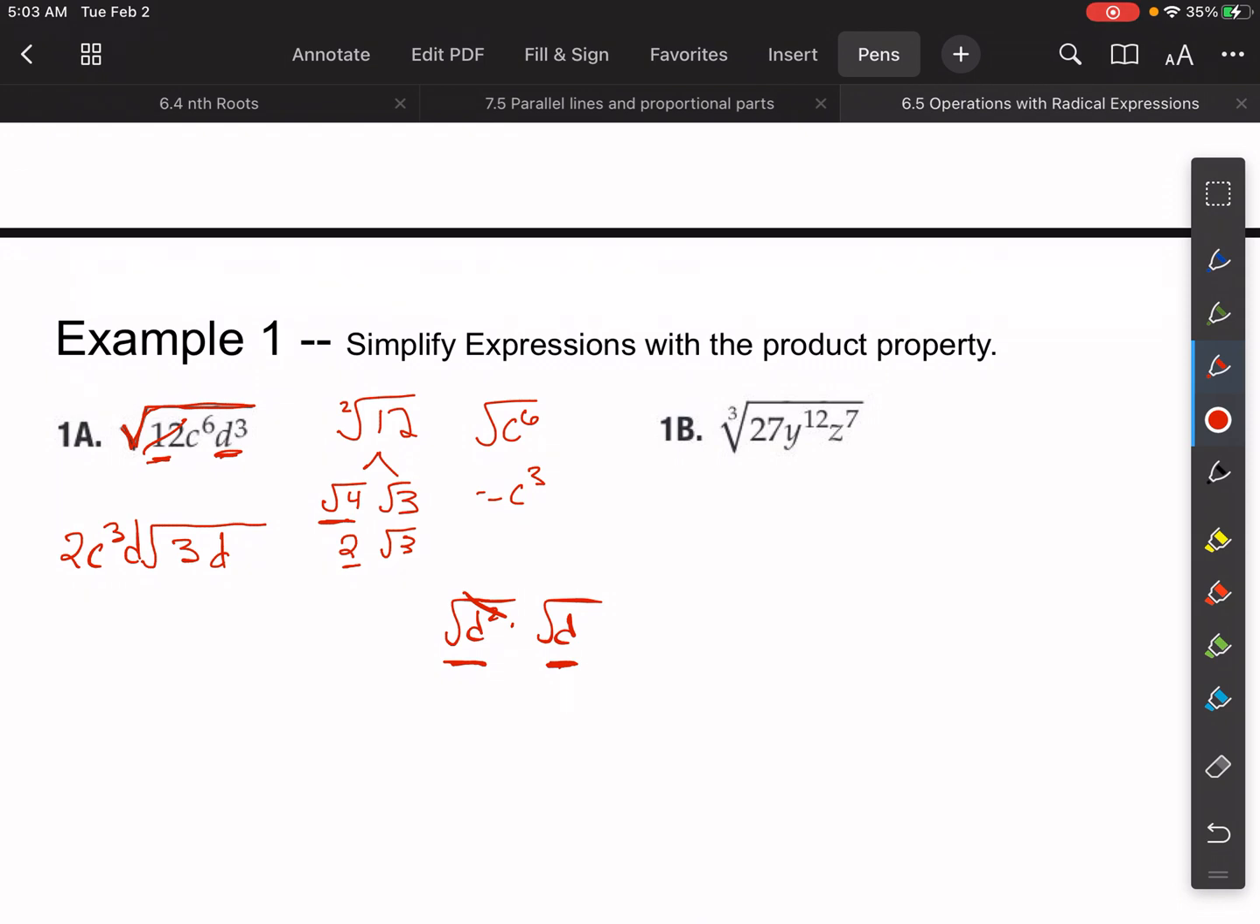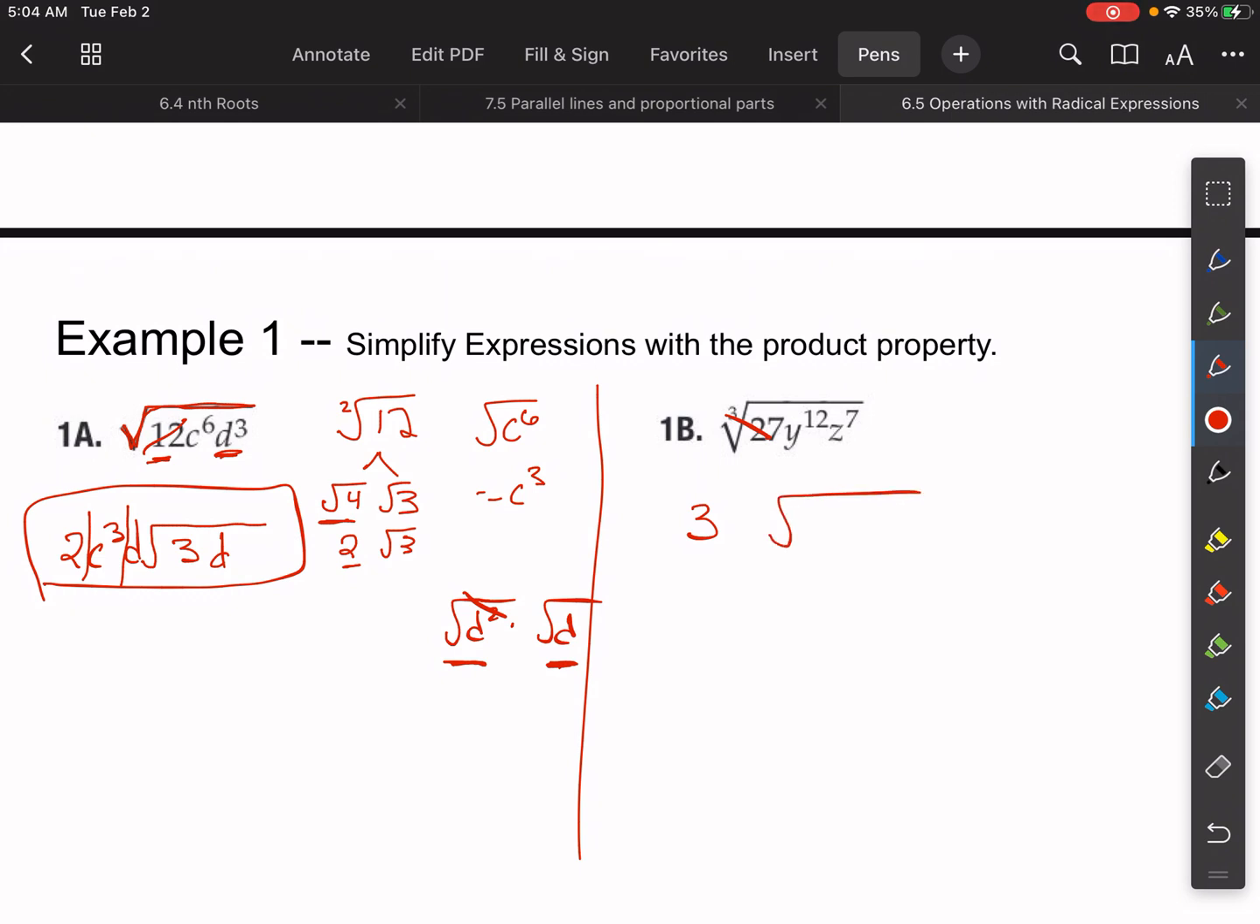Since I went from even to odd on the c, this would be an absolute value. Alright, and that's the answer. Let's go to 1b now and try this one. This is in third powers. For third powers, I could divide by 3 or get things into groups of 3. So let's try this out. The third root of 27 is 3. So I canceled that one out.